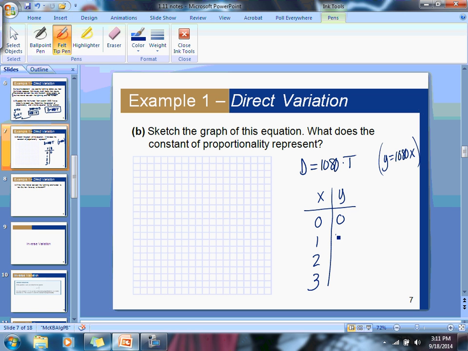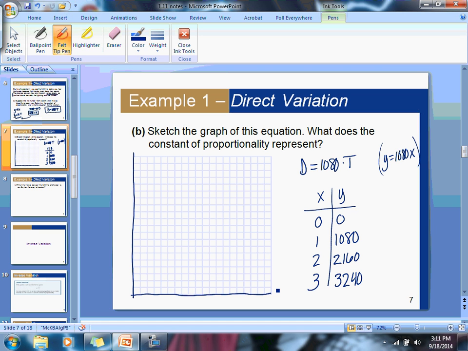1 second later would be 1080. We substituted 1 in there. If we substitute 2 in, we'd get 2160. 3, we'd have 3240. And those are values that if you put that in your graphing calculator, you can just write those down right off the table. And now that we have a few points, we can graph them.